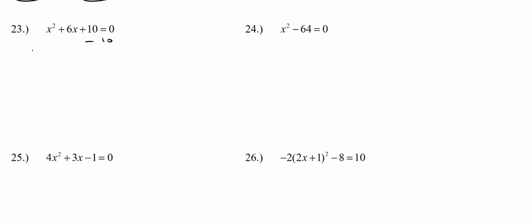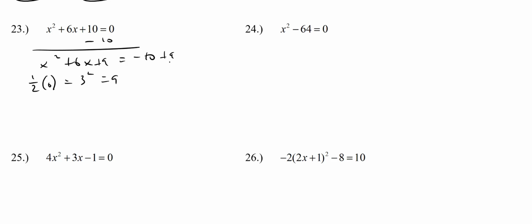So I'm going to subtract 10 from both sides. So you get x squared plus 6x equals negative 10. And then I'm going to take half of 6, which is 3, and I'm going to square it, which gives me 9. So I'm going to add 9 to both sides. So remember that I circled that 3 now, because we're going to use it. So it's actually x plus 3 squared is equal to negative 10 plus 9, which is negative 1, okay?